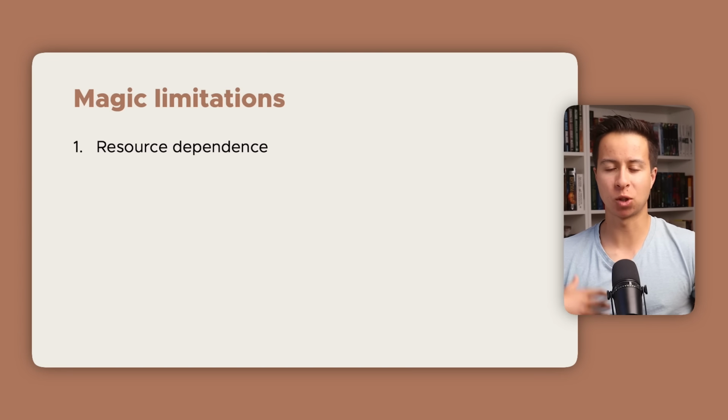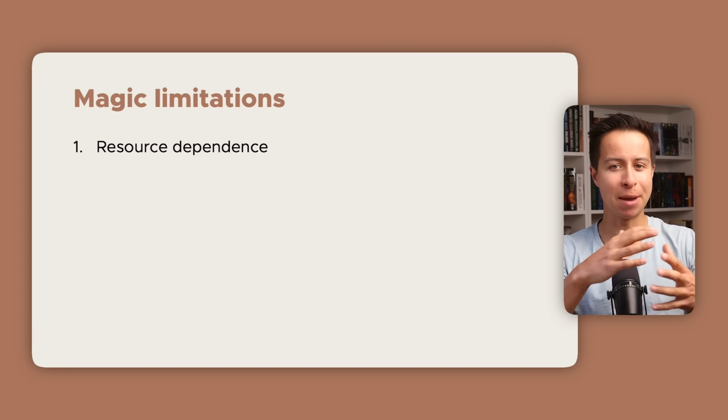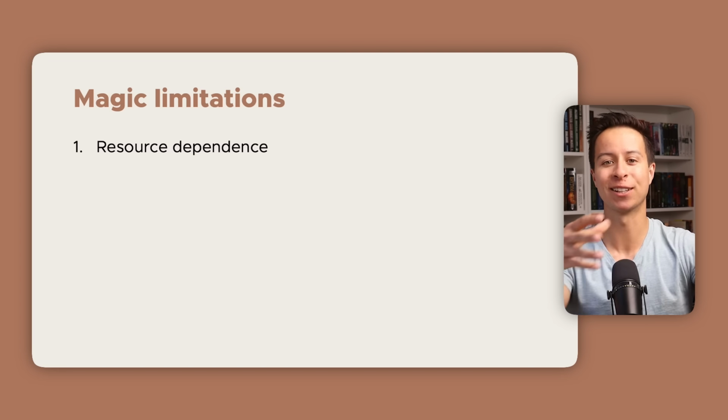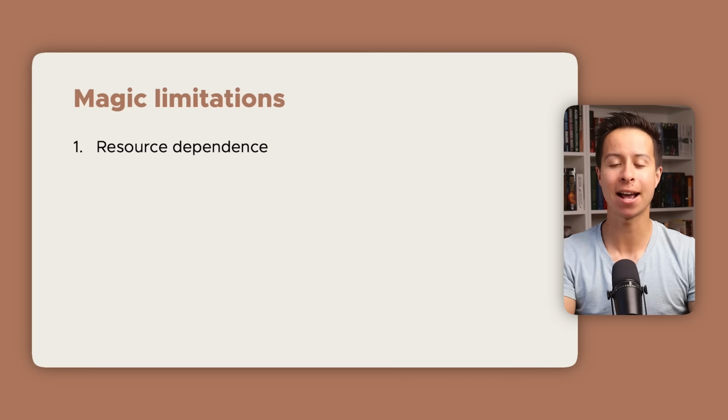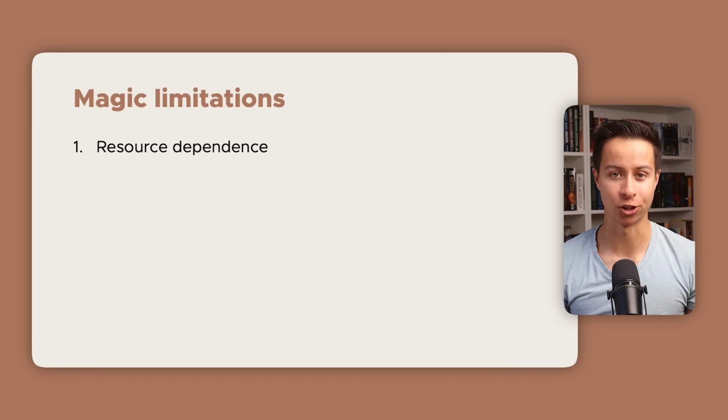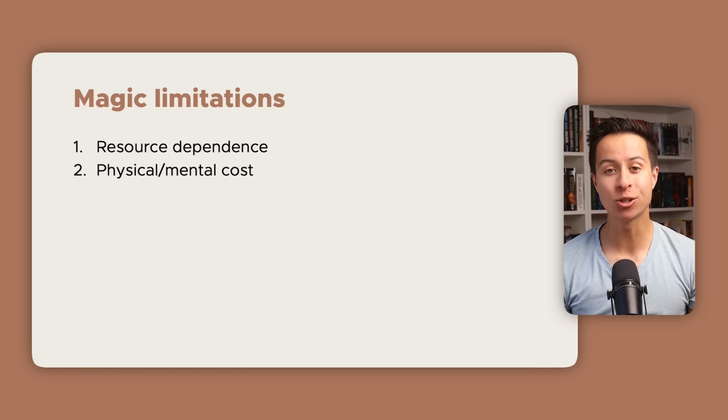Number 1, resource dependence. To use the magic, perhaps you need some special herbs or crystals, or maybe the stars in the sky need to be aligned in a certain way. And without access to this resource, you can't use the magic. Number 2, a physical or mental cost.